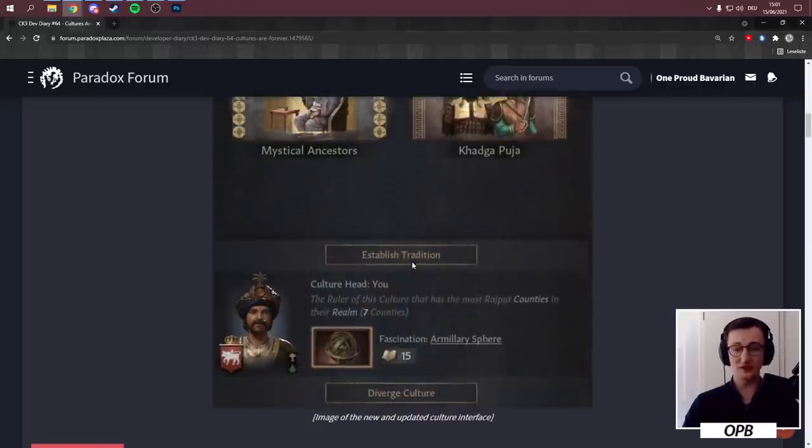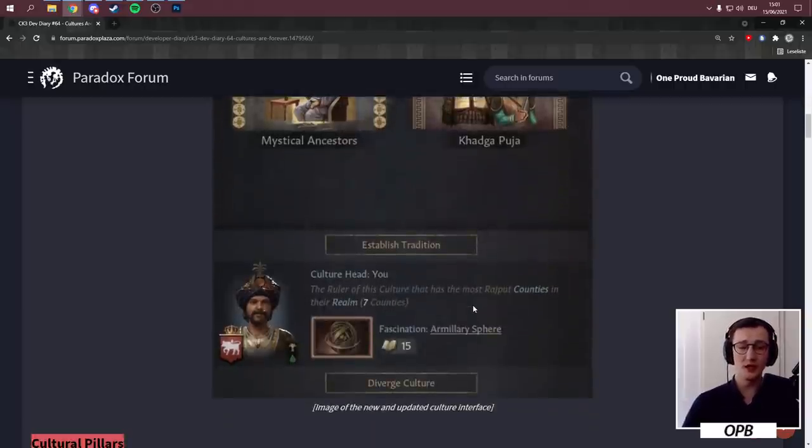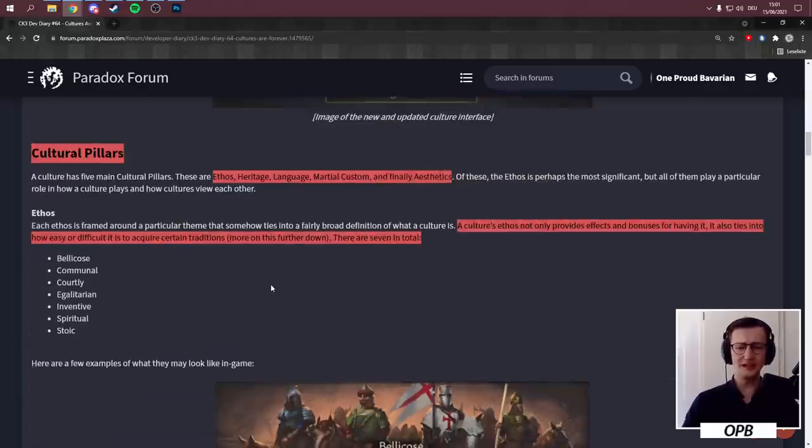And here you can see the button for established traditions. We're going to get to that in a second. Currently we have 4 out of 6. If we had the prestige, then we could establish a new one. Now let's go into it in detail. The cultural pillars are ethos, heritage, language, martial custom, and finally aesthetic. We already took a look at that here.